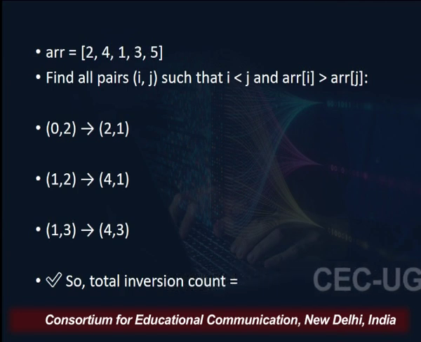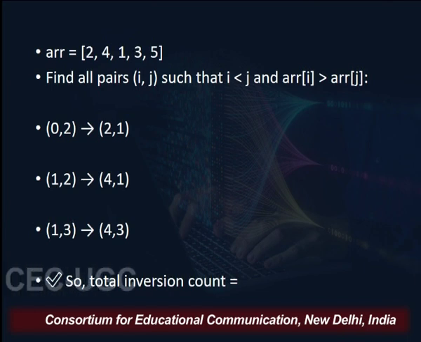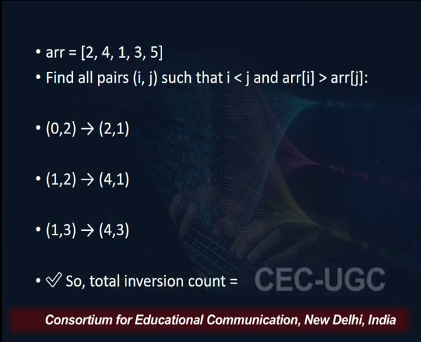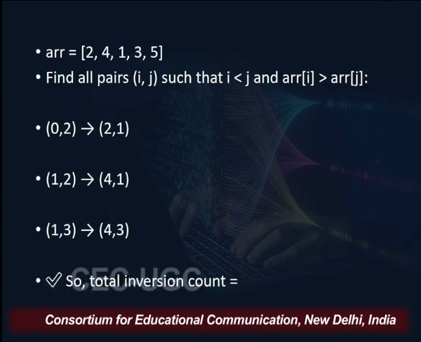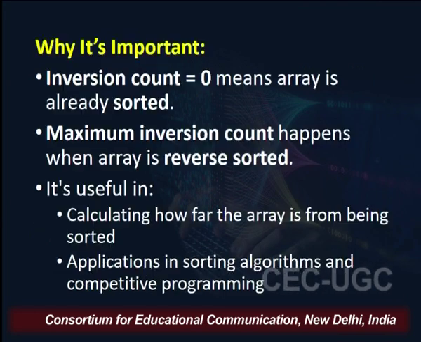So, in this way we are looking for all those pairs of elements i and j such that these two conditions are satisfied: i is less than j and arr[i] is greater than arr[j]. And if we find any such pair, we include that pair in the total inversion count.